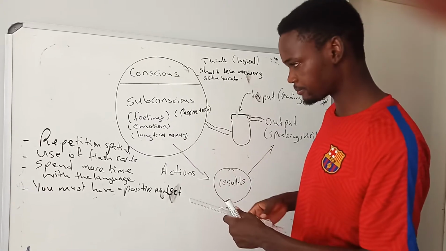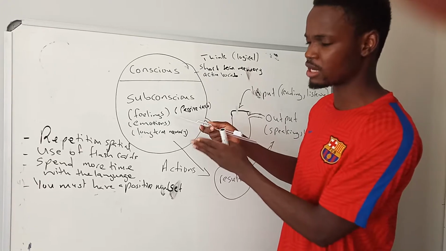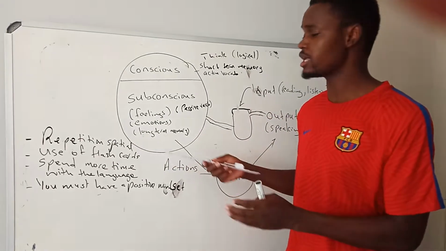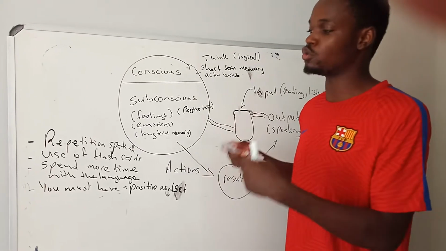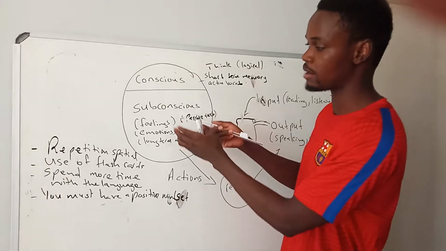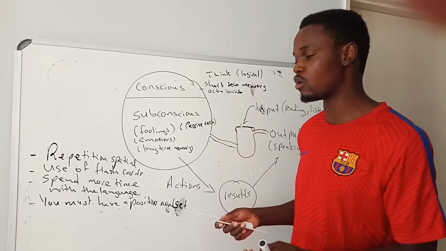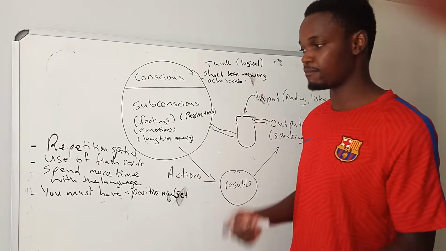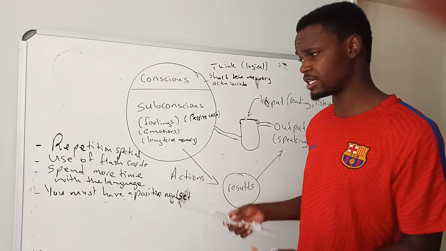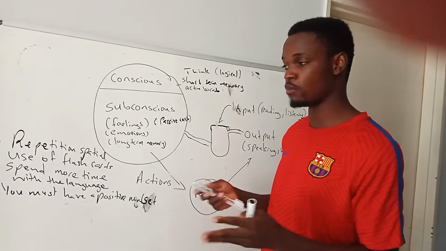If you want your vocab to come to the passive, to the subconscious, you have to use spaced repetition, which is like reading or doing something again and again. You repeat something, then the words will come to the subconscious mind. And then you can use flashcards. There are some people who learn languages using flashcards. Myself, I don't use that method. You have to spend more time with the language by reading. Change your gadgets into English or whatever language you are learning. It helps you a lot.